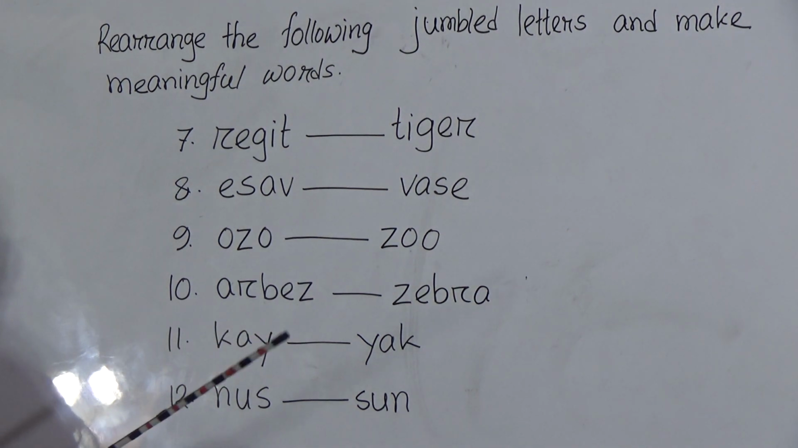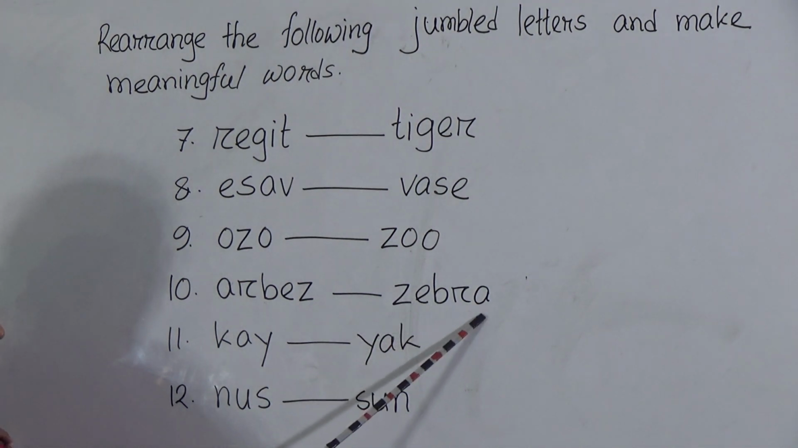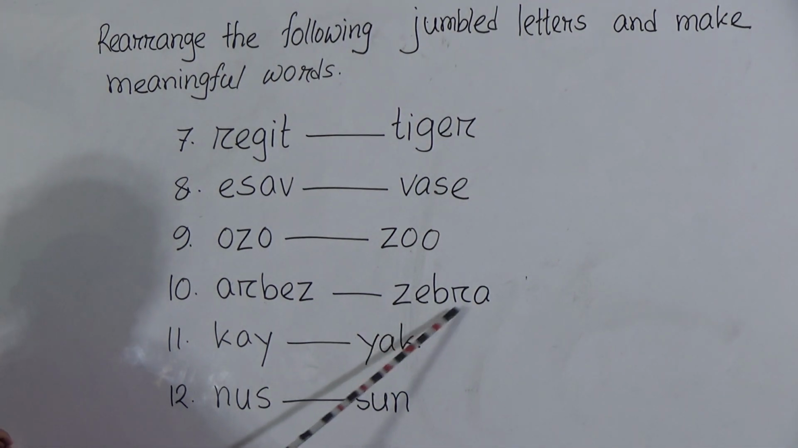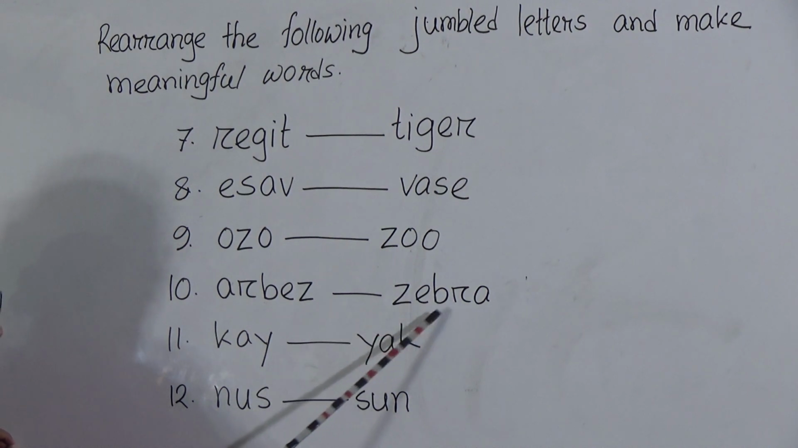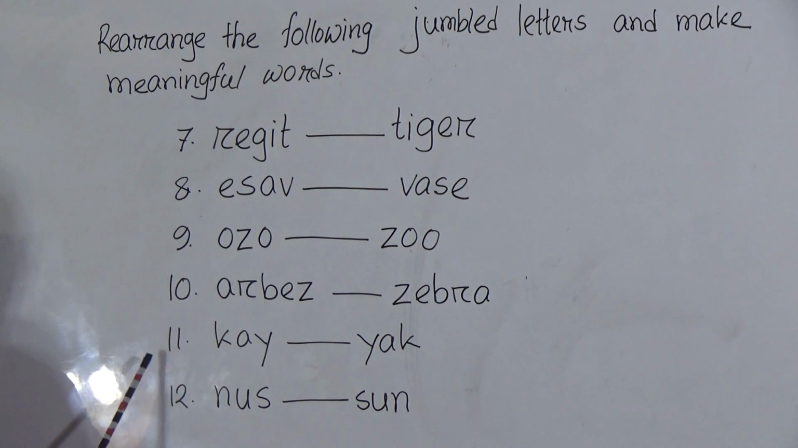Now number 10, A-R-B-E-Z. The meaningful word is zebra. Z-E-B-R-A, zebra. Number 11, K-A-Y.